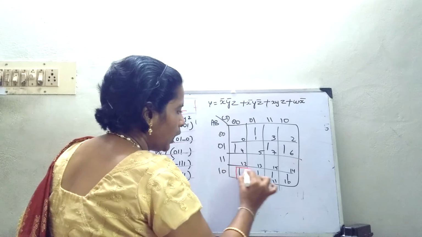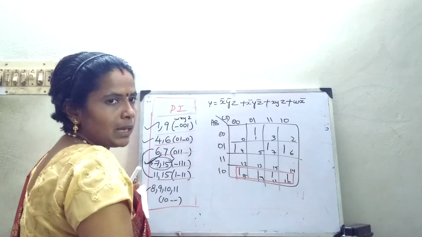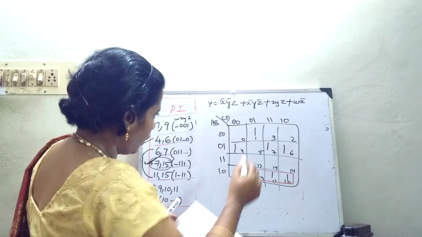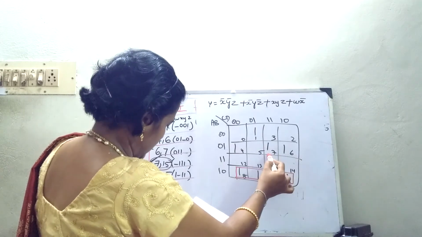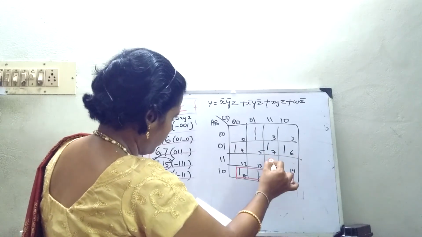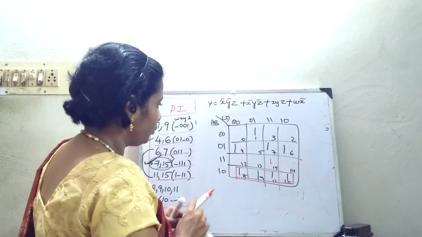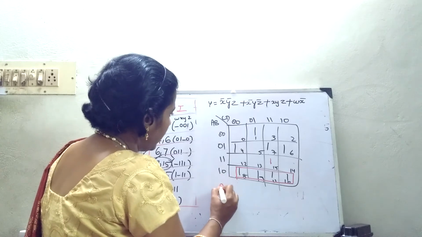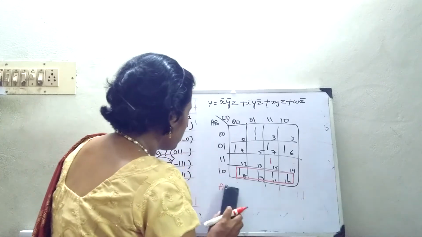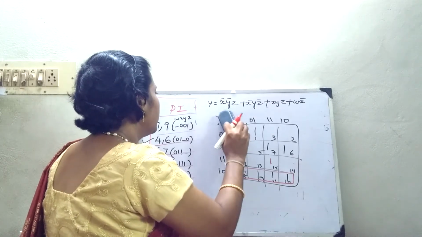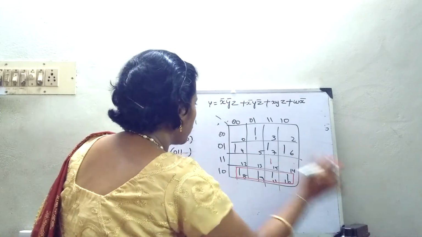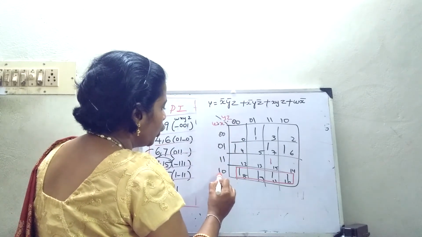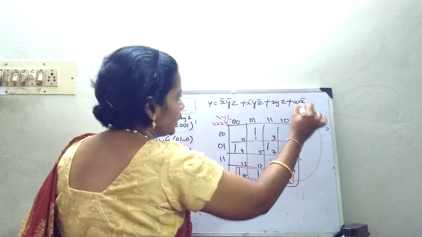So how will you group? I will go in for a 4-cell grouping. I have just done it correctly: 1, 4, 6, 7, 8, 9, 10, 11, 15. This one I have left out. Now for this, what is the 4-cell grouping? Since it is W, X, Y, Z, I should follow the same notation. So this is W, X bar. So this term is obtained.